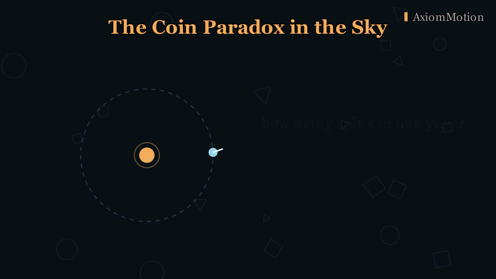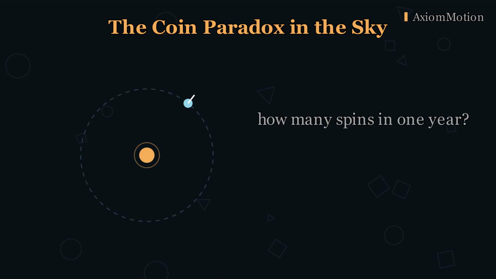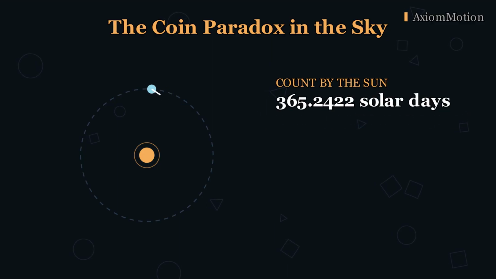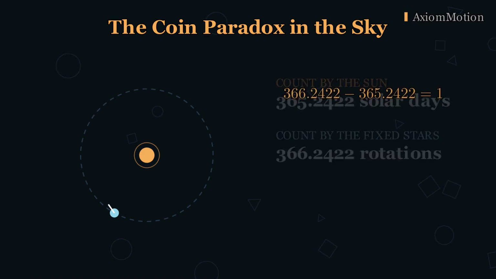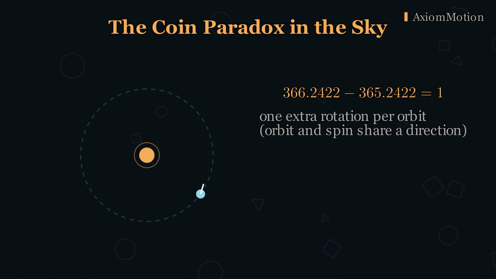One last application. The biggest rotation count you live inside. How many times does the Earth spin in 1 year? Careful. The answer depends on what you count against. Count days by the sun, sunrise to sunrise, and a year holds about 365.24 solar days. Count true spins against the fixed stars, and the very same year holds about 366.24 rotations. The difference is 1 extra rotation per orbit.